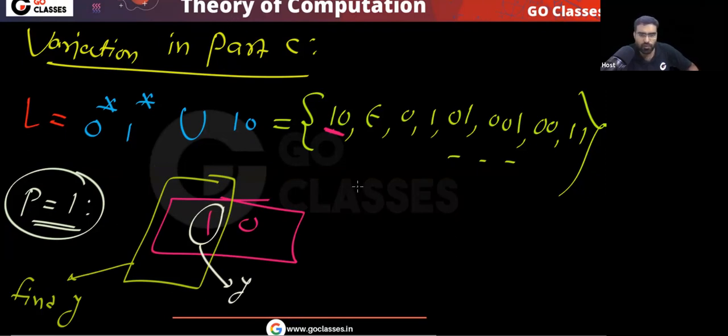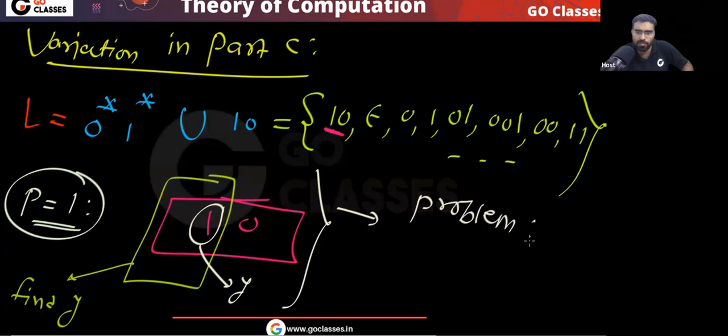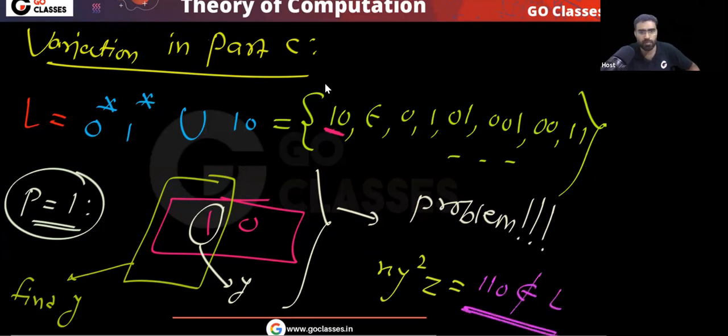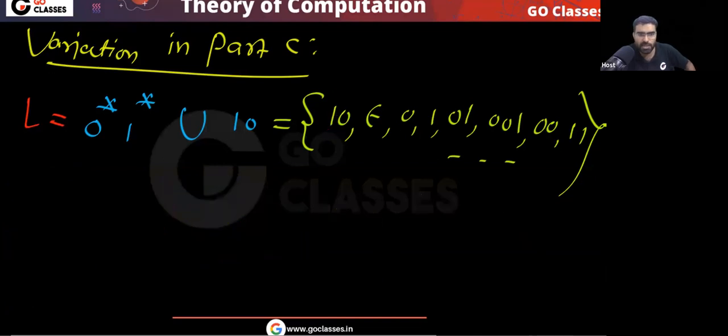Yes, there is a problem. What is the problem? When you repeat this y 2 times, the string does not belong to the language. So P equal to 1 does not work. Yes or no? Is this clear? P equal to 1 does not work.